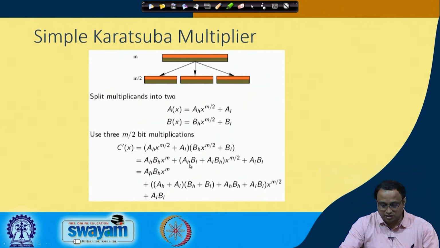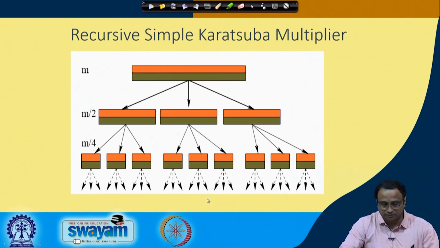If you do that, one can observe that the sub multiplications we need to do are Al times Bl, Ah times Bh, which we are again reusing here, and the third multiplication, (Ah plus Al) times (Bh plus Bl). Of course, you need to do some extra additions, but you have reduced 4 multiplications to 3 multiplications, and that gives you a saving. So, you can apply this in a recursive manner.